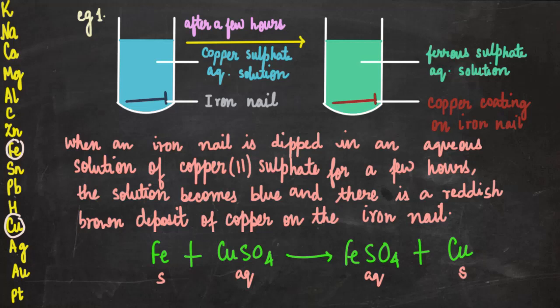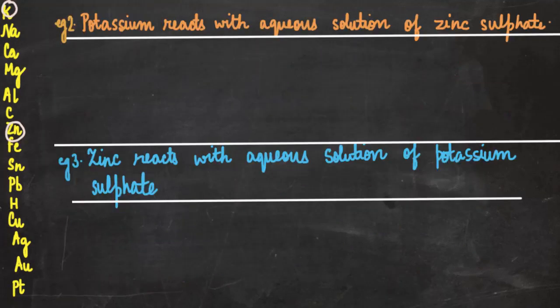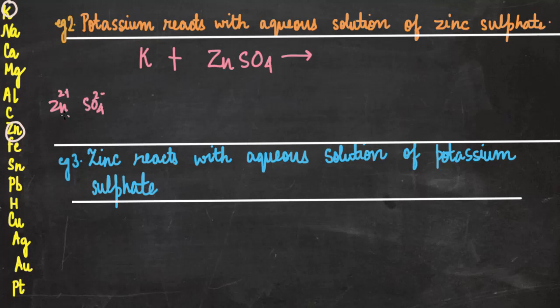Let's move on to the second example now. In this example, potassium reacts with aqueous solution of zinc sulfate. So potassium is reacting with zinc sulfate. Zinc sulfate will be ZnSO4, because the valency of Zn is 2 plus and sulfate is 2 minus. So 2 and 2 get cancelled, we get ZnSO4.